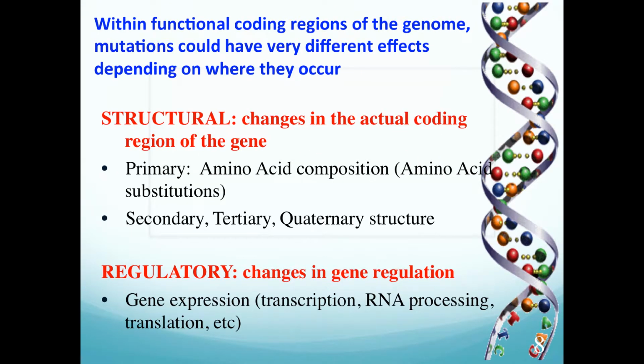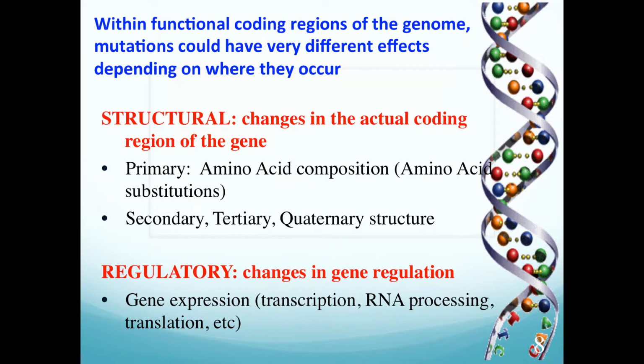So, types of mutations. We can broadly break down mutations into two major groups. There's a lot of different ways we can break down mutations, but this is one of them. We can think about mutations that are structural, that actually happen in the coding region of the gene, where they change the amino acid composition of a protein. These changes can then alter the secondary, tertiary, or quaternary structure of the protein and alter its function. The other category of mutations are regulatory.